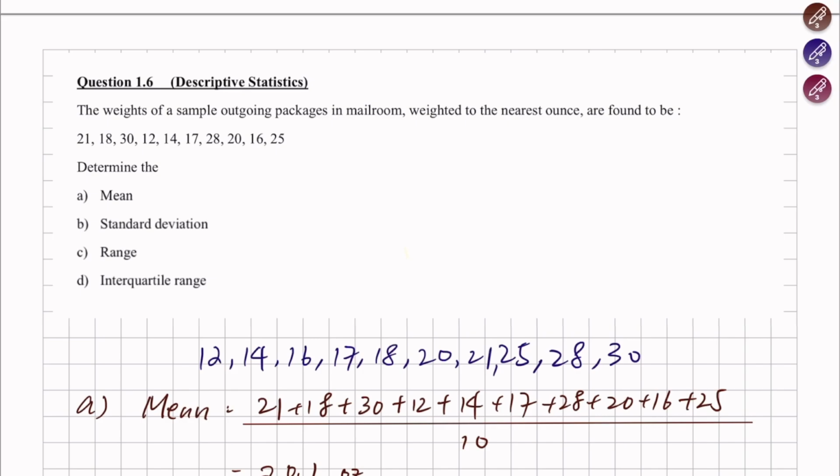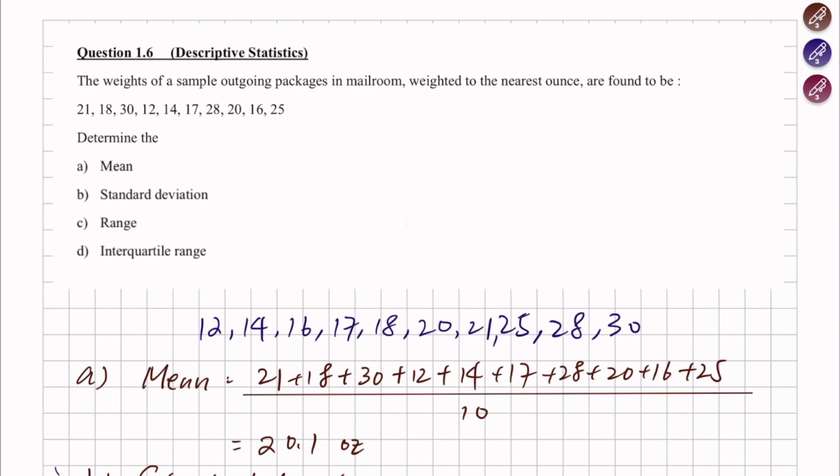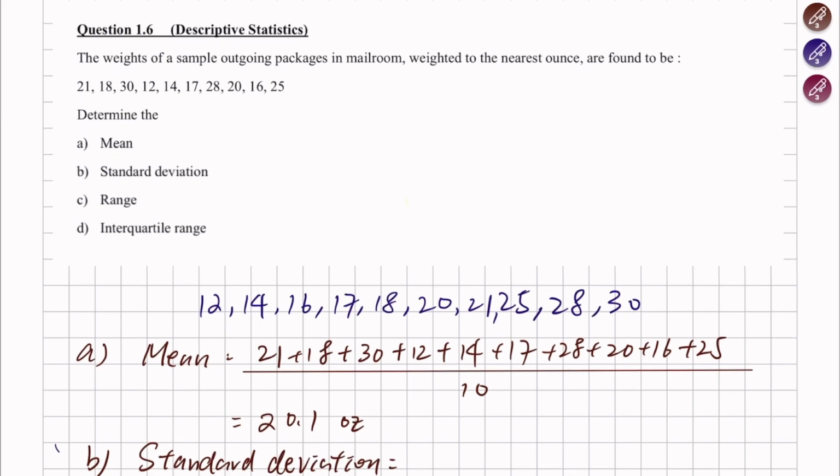I already did the answer, so I'm going to explain it. For part A, to find the mean, add all those ten data: 21 plus 18 and add it up until 25, and divide it by 10 because there are a total of 10 data. The answer is 20.1 ounce.